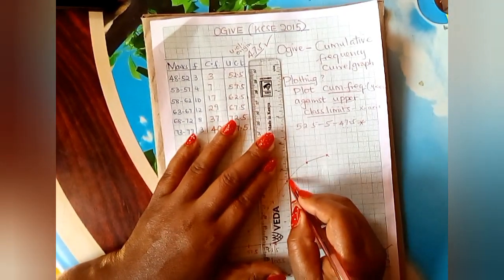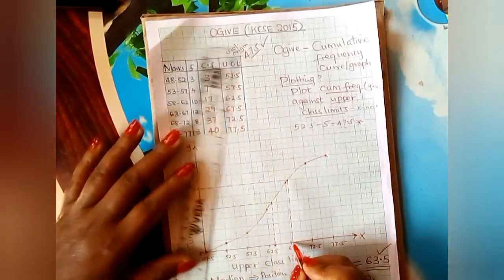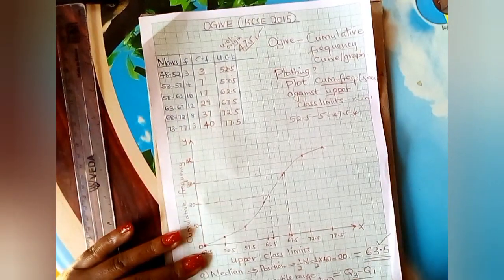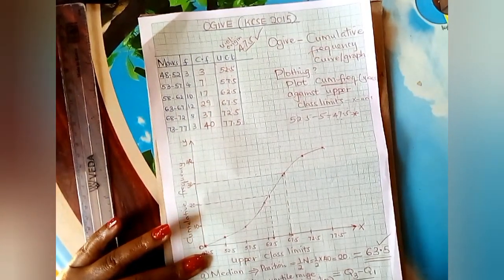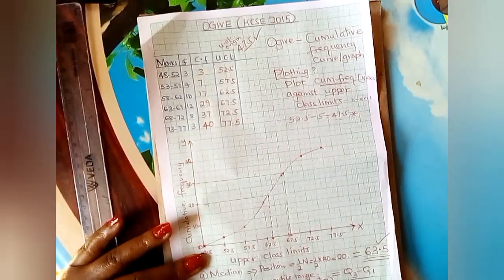Try to be as accurate as possible. You come and draw a broken line there. You read whatever is there. You should get around 68. So your Q3 is 68.